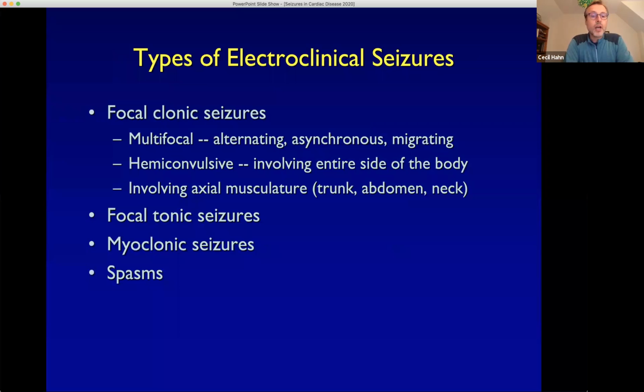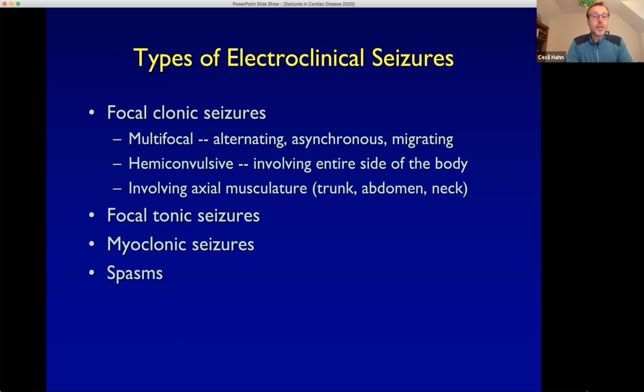So what are the most common clinical expressions of seizures? The most definitive, I would say, is a focal clonic movement. It can be in one location, so focal. It can be multifocal from various different parts of the body. They can alternate from one side to the other, migrate. You can have hemiconvulsive seizures involving a whole half of the body. You can actually have seizures involving the trunk or the abdomen or the neck.